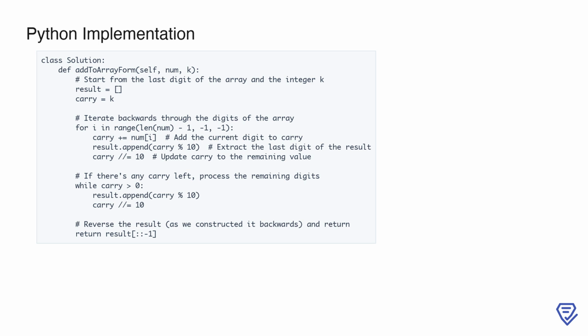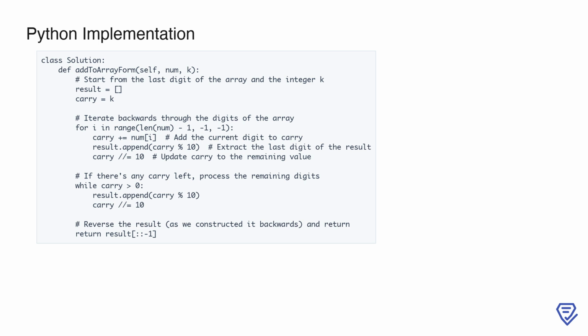3. Handling remaining carry. After processing all digits in number, there might still be a non-zero carry, e.g., if k is larger than the number represented by number. While carry > 0, the function continues extracting digits from carry and appending them to result. 4. Reversing the result. Since the digits were appended to result in reverse order, starting from the least significant digit, the function reverses the result list before returning it.